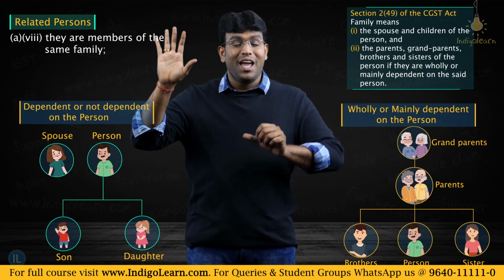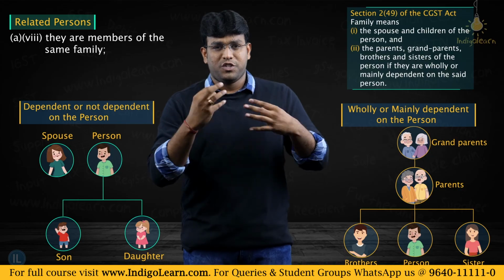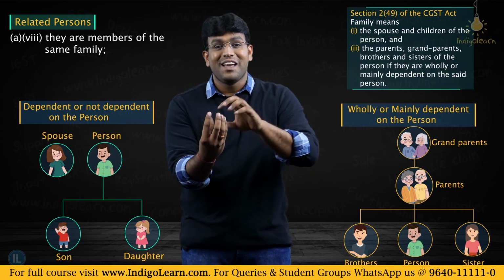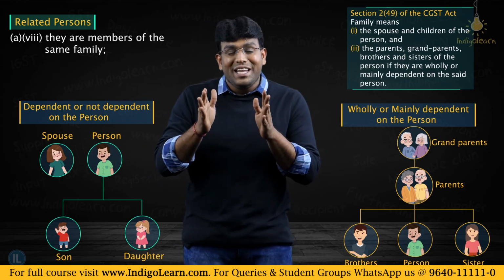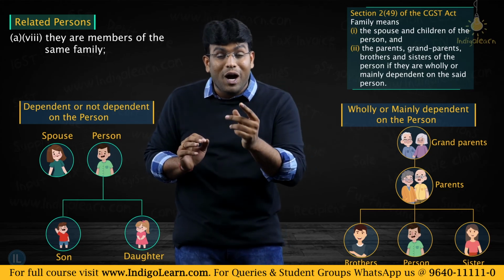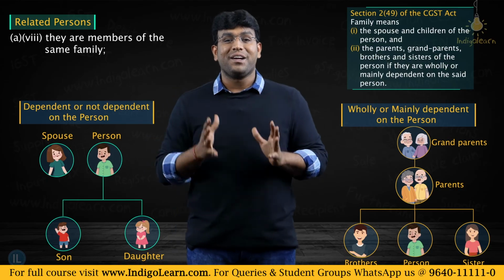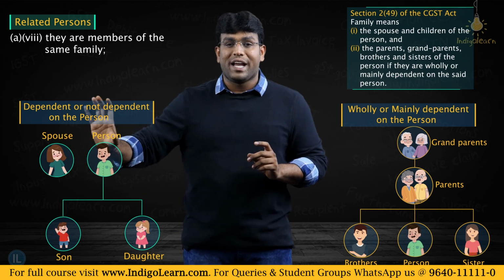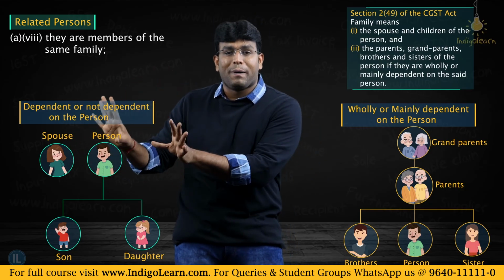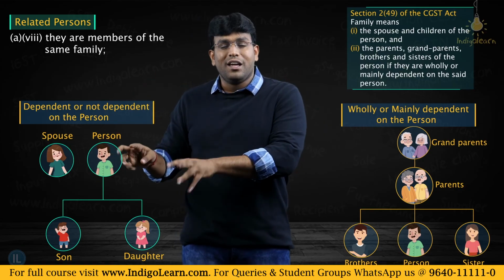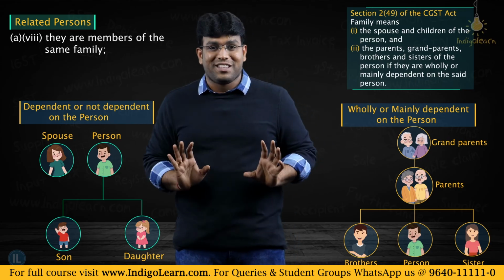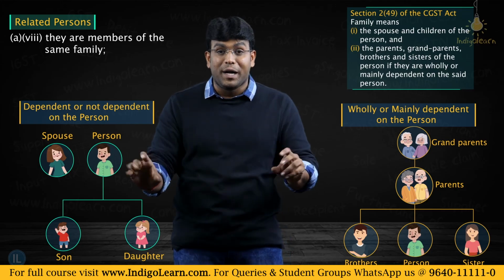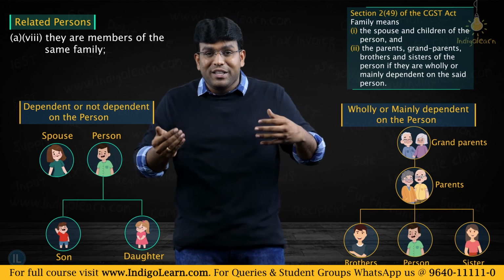The other part is parents, grandparents, brothers, sisters. So for an individual, imagine Shiva Teja, these four, parents, grandparents, brothers, sisters, are covered only if they are dependent on Shiva Teja. That too, how dependent? Wholly or mainly dependent. So I repeat one more time. Under the definition of family, there are two categories. The first category is spouse and children, whether they are dependent or not, they are always relatives. So Shiva Teja's son is always a relative for Shiva Teja, whether he is dependent on Shiva Teja or not. The other category, parents, grandparents, brothers, sisters, are called related persons if they are wholly or mainly dependent on the individual.